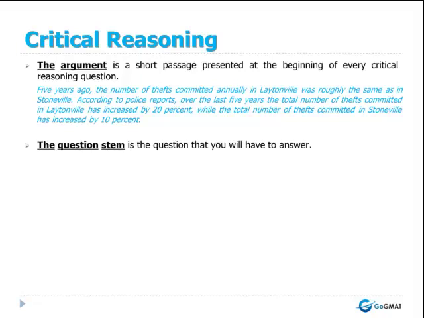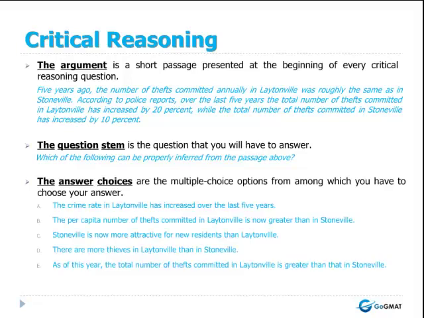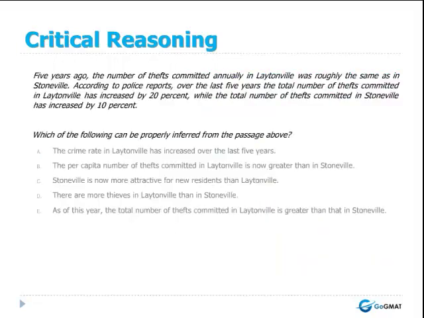The question stem is the question that you will have to answer. The answer choices are the multiple choice options from among which you have to choose your answer. A typical GMAT critical reasoning question looks like this.